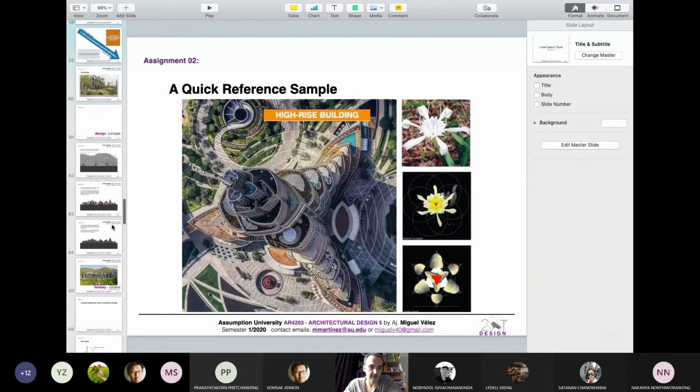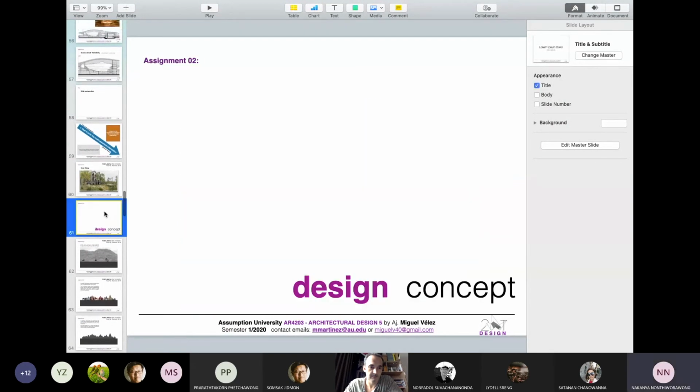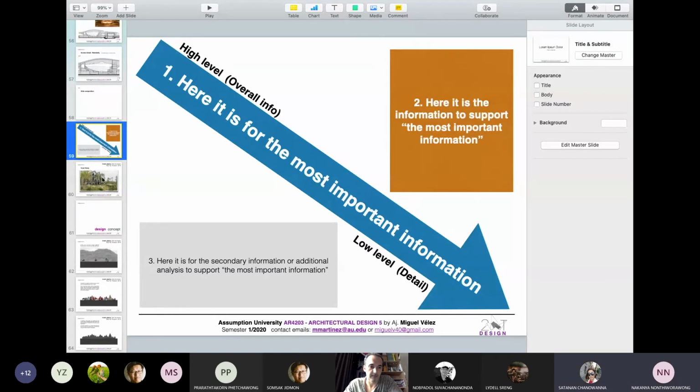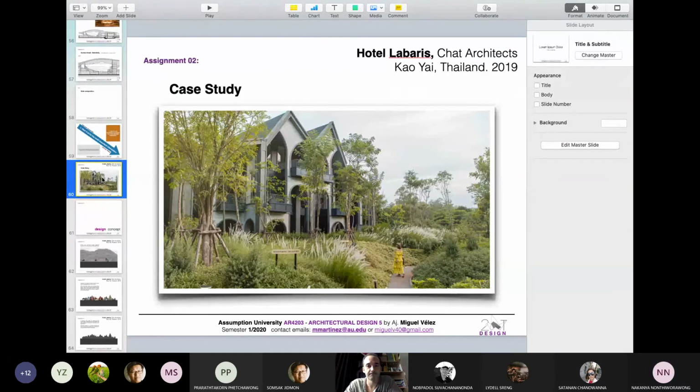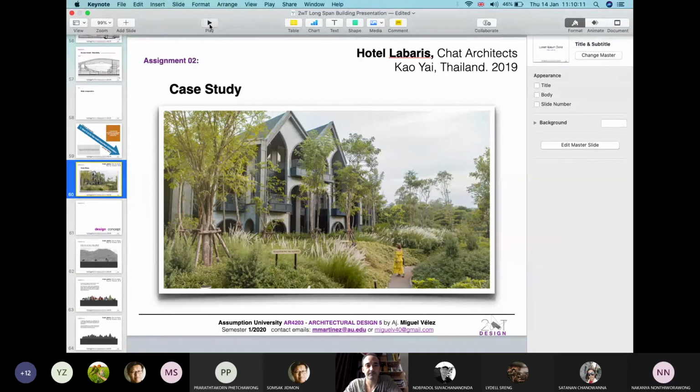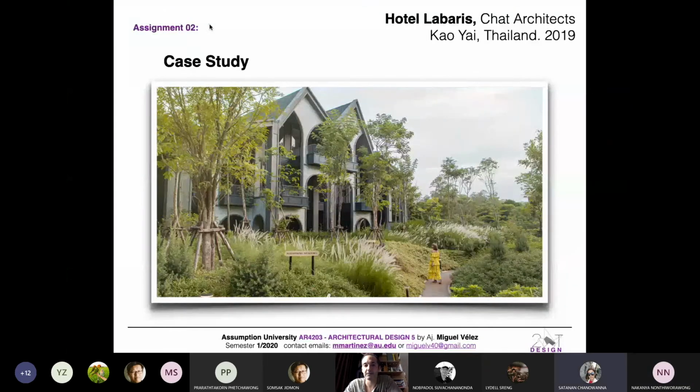Can you see the screen? Yes. Okay. Everybody knows this one, right? Everybody knows this one? Yes. This is one of the most successful architects in Thailand, right? He was in the school.